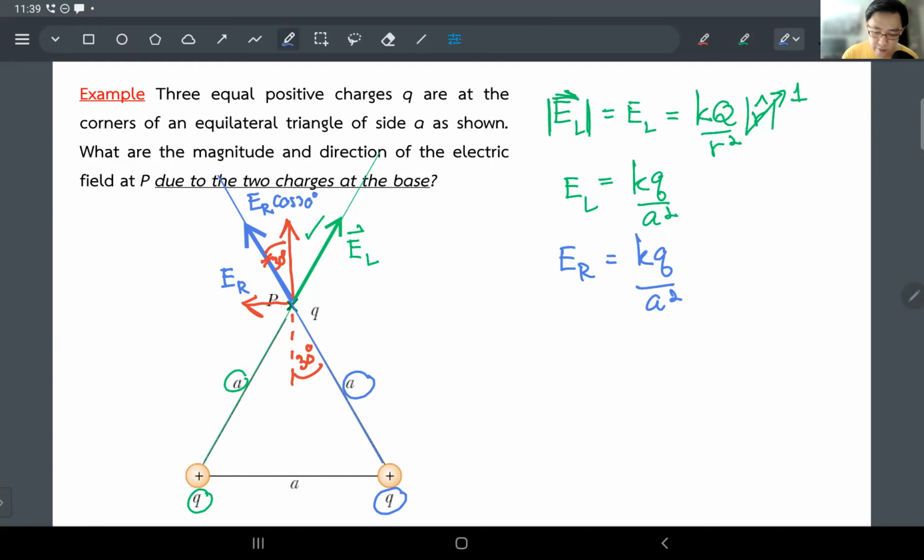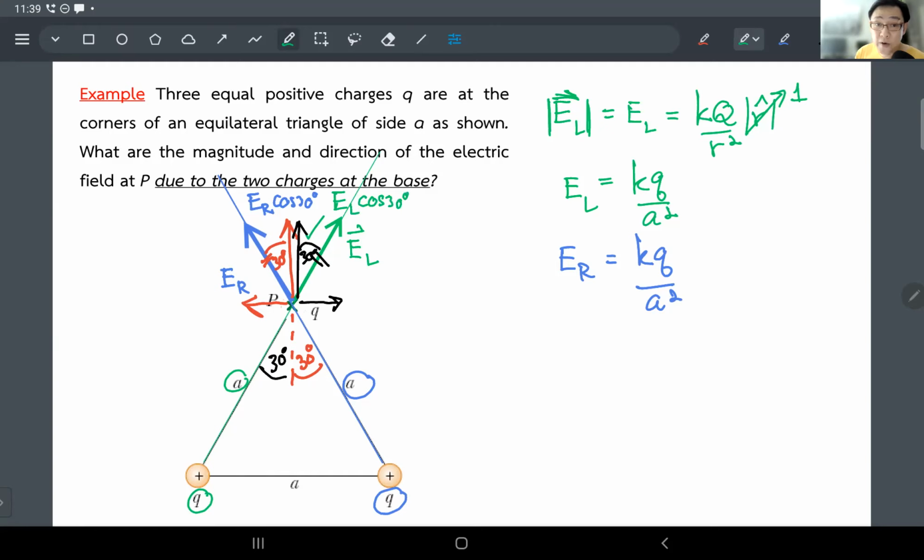I'm going to do the same thing for the green vector. I can decompose that into a vertical and horizontal component. I can get rid of the original. Okay, the angle stays the same. This is 30. That is also 30. So my vertical component of the E_L is also E_L cosine 30.